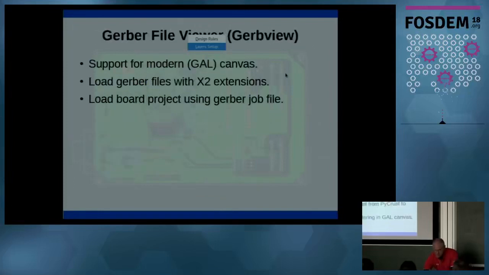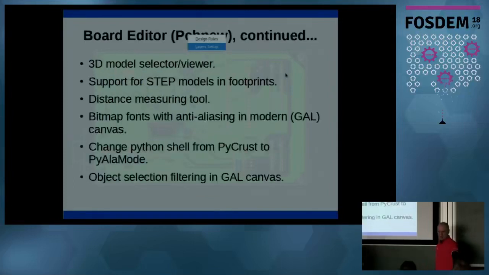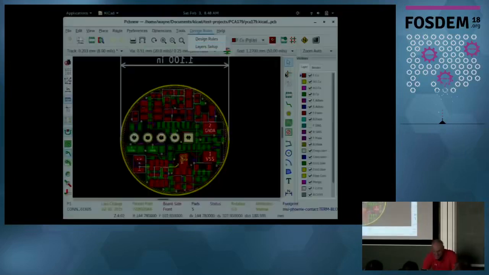We now have support for 3D models. We have a viewer, so you can actually look at them. Before, you just had to assign it a 3D model file, and you had to go back and forth and look at it to get the spacing and the sizing right. That's already taken care of. There's now a distance measuring tool, which is handy.